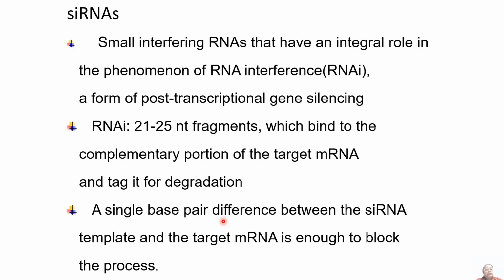siRNA is small interfering RNAs that have an integral role in the phenomenon of RNA interference, a form of post-transcriptional gene silencing. RNA interference leads to 21-25 nucleotide fragments which bind to the complementary portion of the target mRNA and tag it for degradation. A single base pair difference between the siRNA template and the target mRNA is enough to block the process.